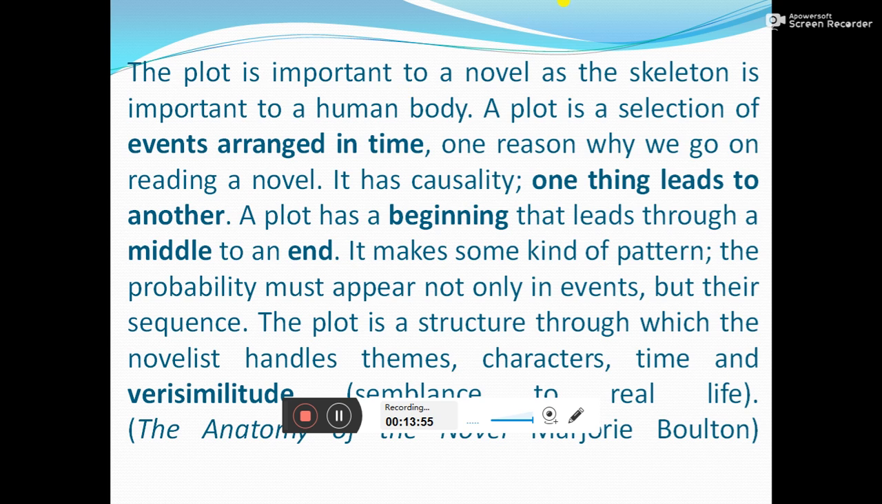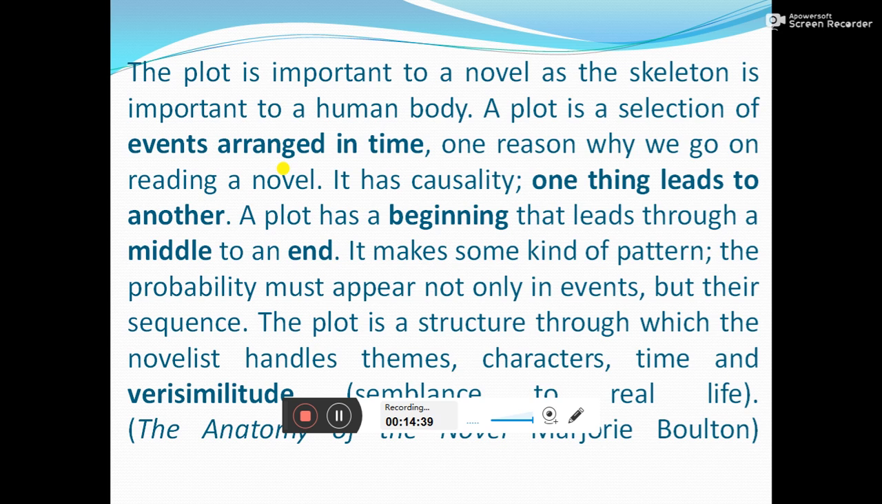Okay. A plot is a selection of events. The novelist does not put all the events in the novel. No. He does not describe or narrate all the actions, all the events of any character. It is not simply possible. He cannot narrate what the character does right from the morning to the evening. That will be difficult as well as ridiculous, and the novel will become very boring. Therefore, the plot is a selection of events arranged in time.